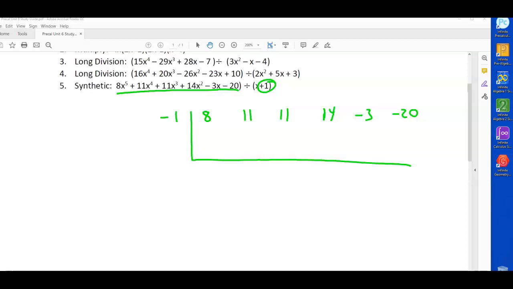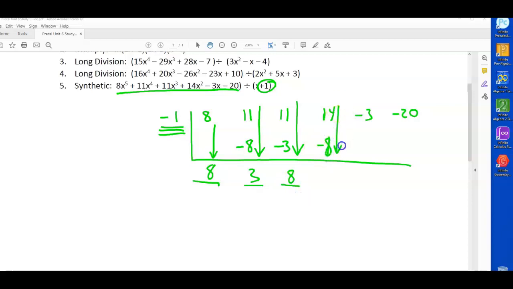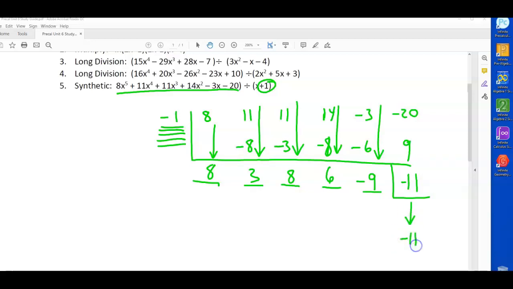And then we're going to follow through with a very repetitive pattern of adding down, multiplying, putting the answer there, and adding down. And when you're all done with that pattern, this number here represents your remainder, and then the divisor goes underneath of it. So x plus 1 is going to go underneath of that.